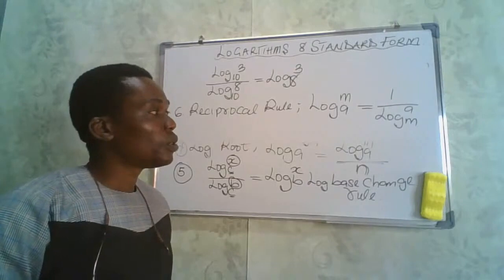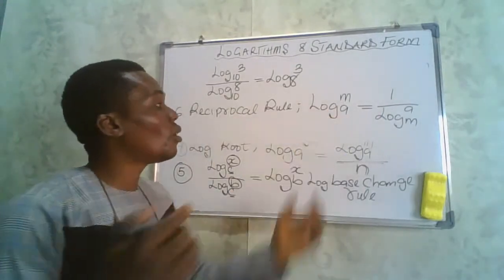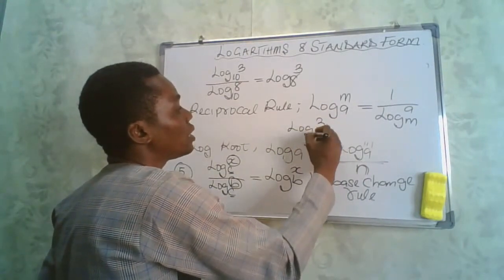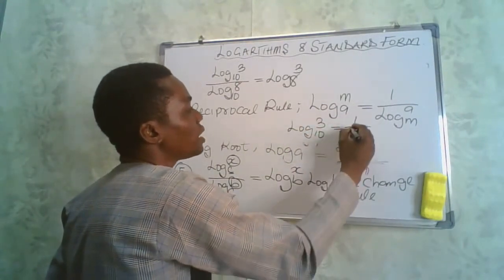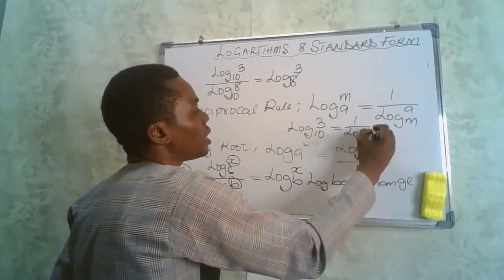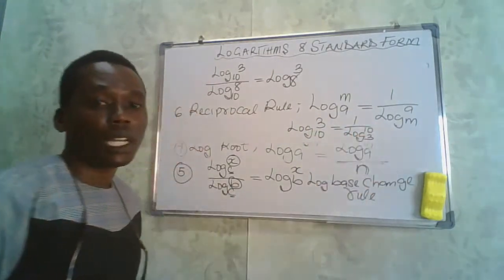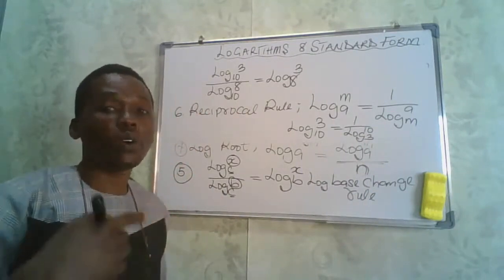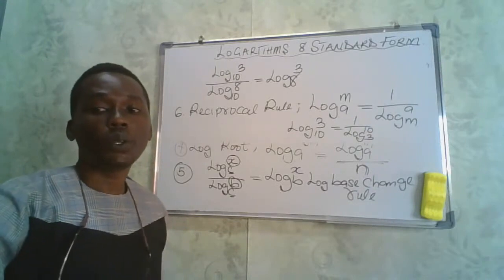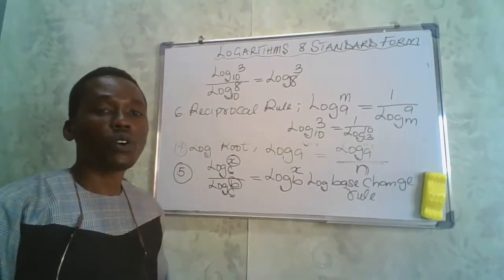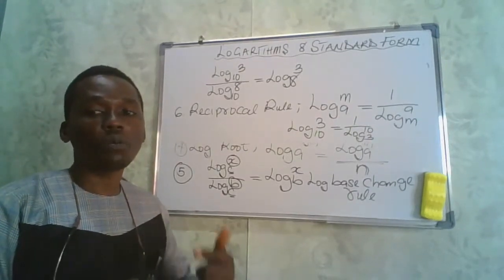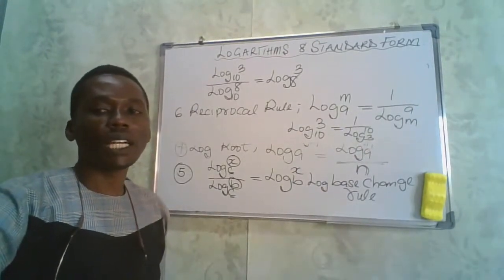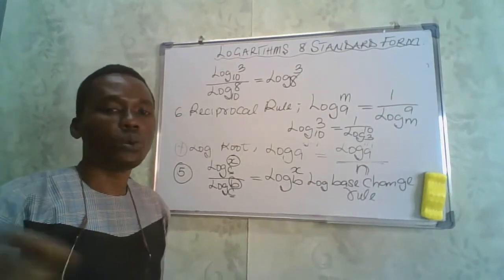So you see that if we have the log of 3 base 10, this can simply give us 1 divided by the log of 10 base 3. And that is what we call the logarithm base switch rule, or the reciprocal rule. So that means the base can become the log, and the log will become the base once we do reciprocating. And that is that. So that is another rule in logarithm.